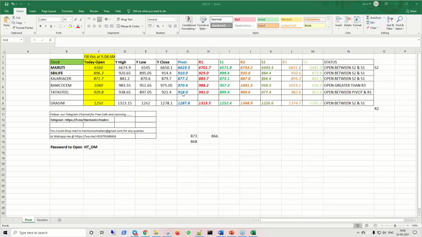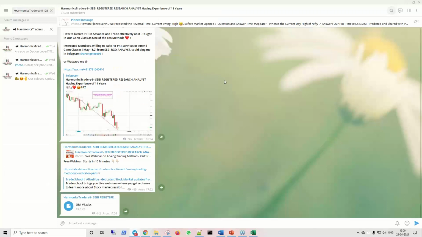Yes, and we'll be trying to share this list moving forward in our Telegram channel. We are working on the automation part, and it should be done soon. We'll be sharing every day at 9:10 or 9:15 the list of stocks for this method.